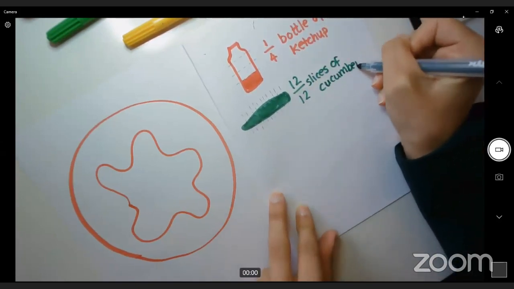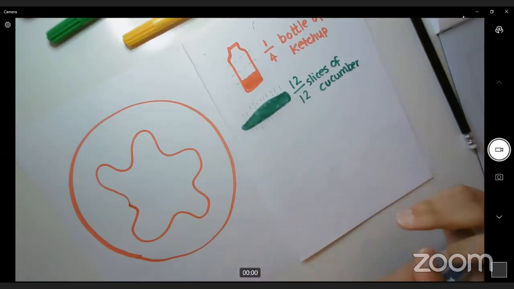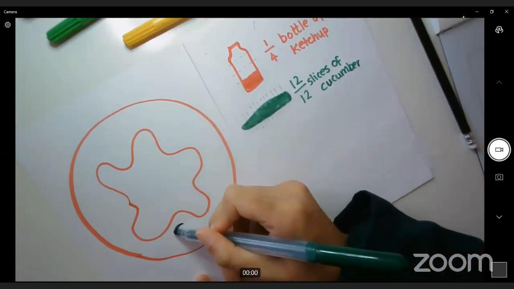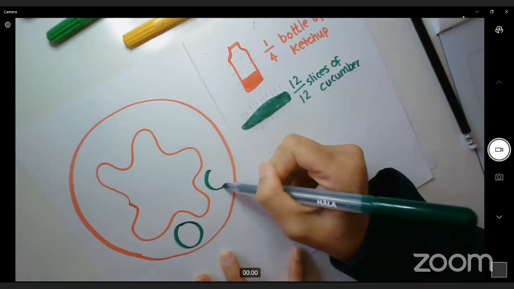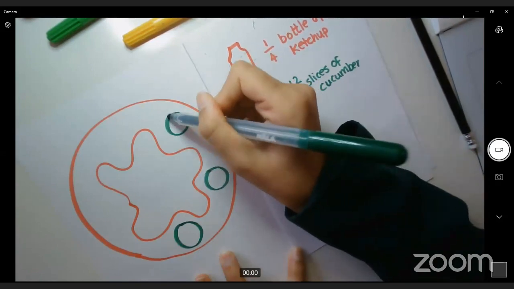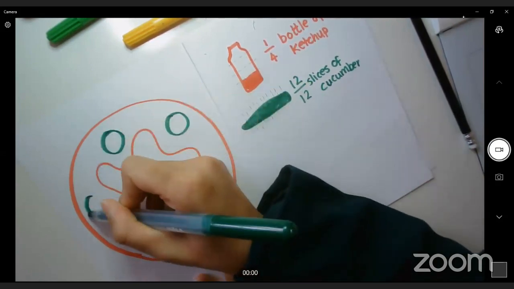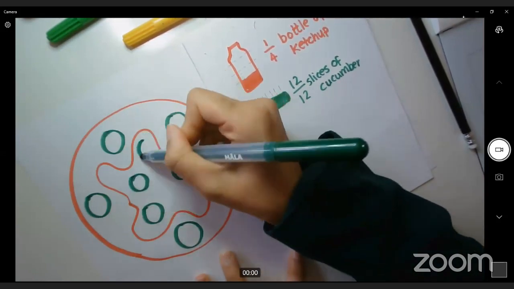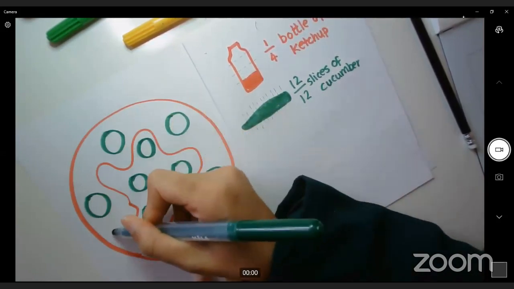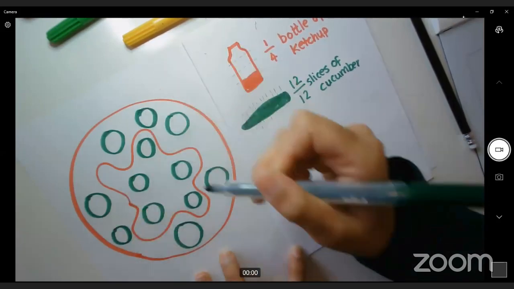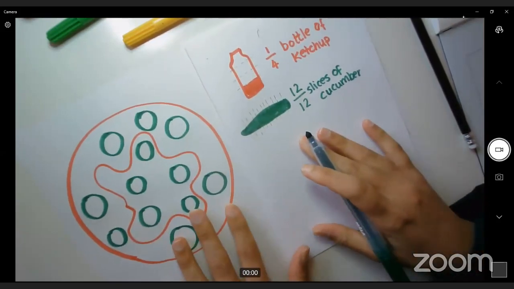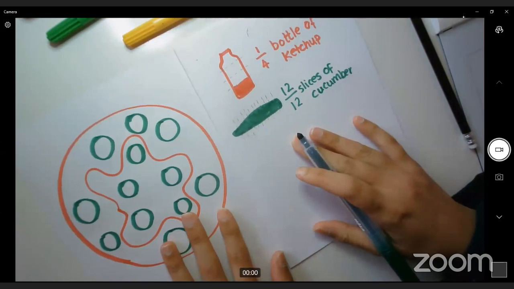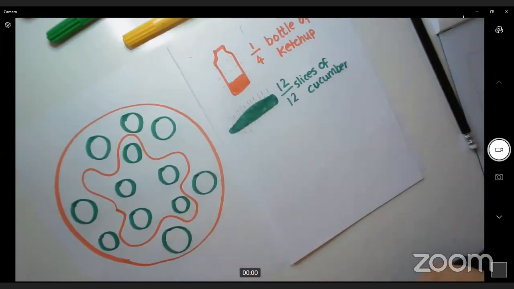All right, so I'm going to add my 12 pieces of cucumber onto my pizza. Guys, I want some really cool images of your cucumbers and your pizzas. So I've got 4 here, 5, 6, 7, 8, 9, 10, 11, 12. And for those of you who are saying cucumbers don't go on pizza, they do on mine. To be fair, I've never had cucumber on pizza.